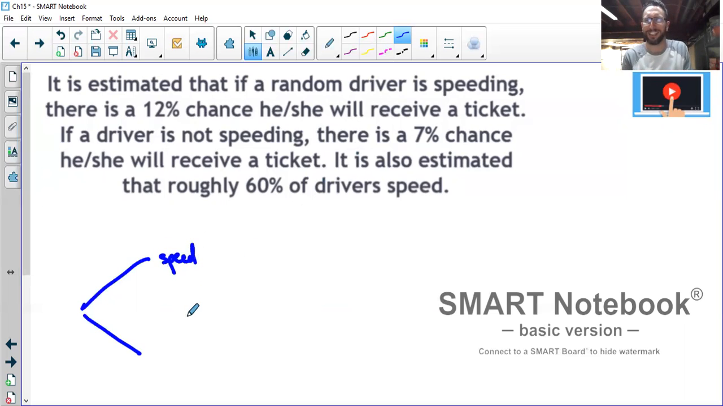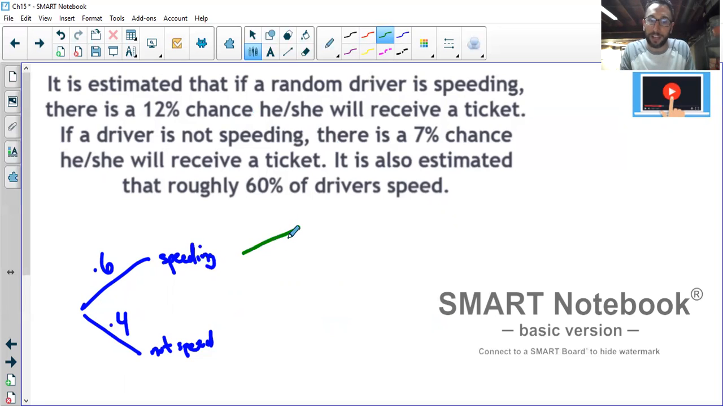So a person is either speeding or not speeding. Now as we construct this, the probability someone's speeding is 0.6. So what's the probability someone's not speeding? That's right, 0.4. Anytime the branches split, the values on the branches that split have to sum to 1.